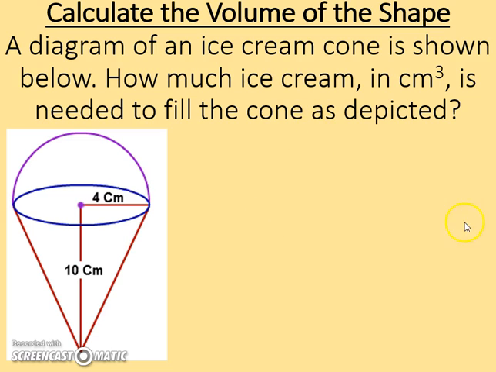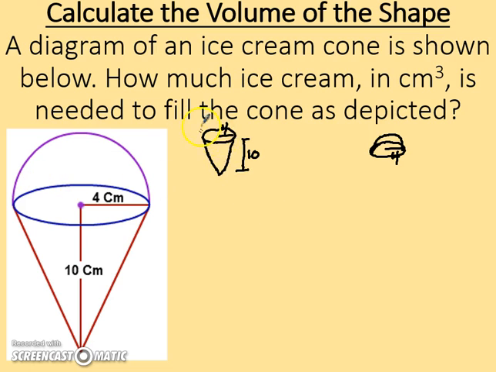Now let's look at a compound example. A diagram of an ice cream cone is shown below. How much ice cream in cubic centimeters is needed to fill the cone as depicted? So what I like to do is split this into two different problems, and then we'll add them together at the end. So we have a cone with a radius of 4 and a height of 10, and I have a half sphere, not my best picture, but with a radius of 4.